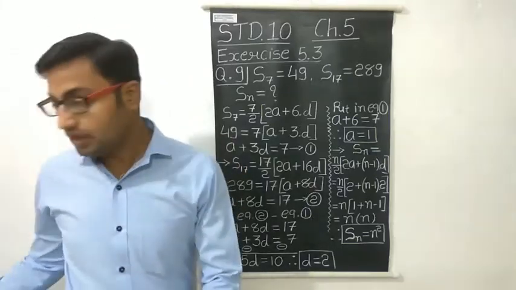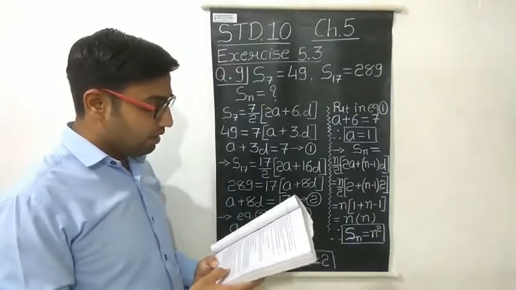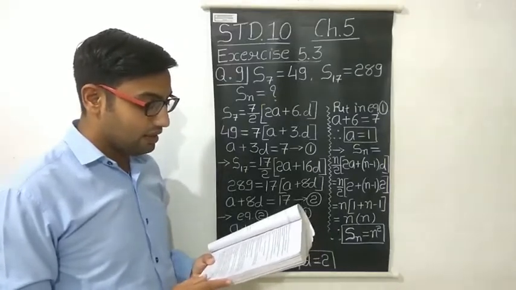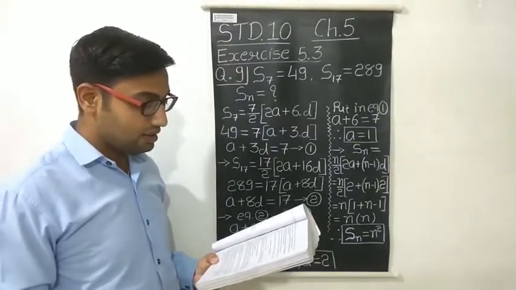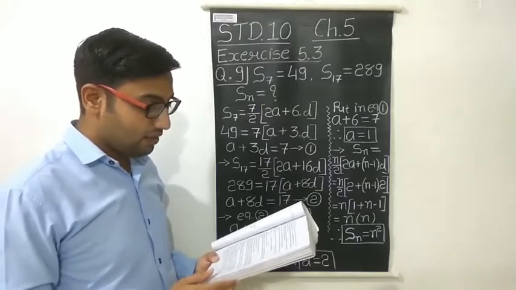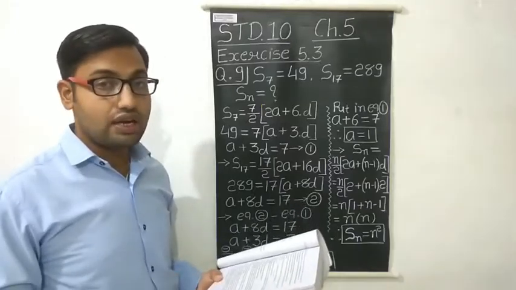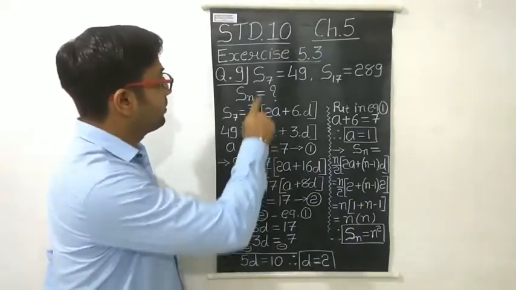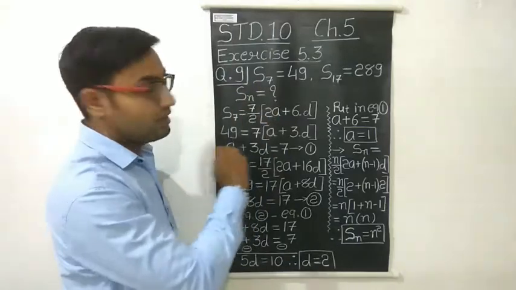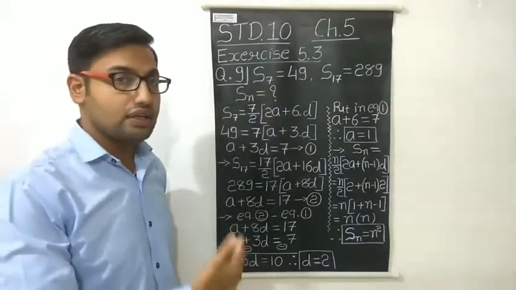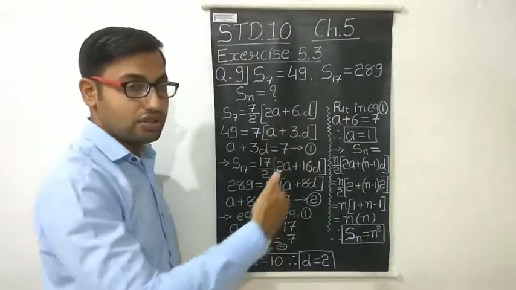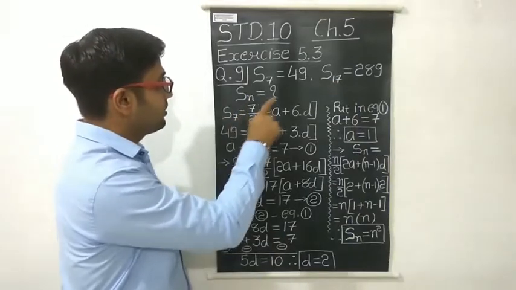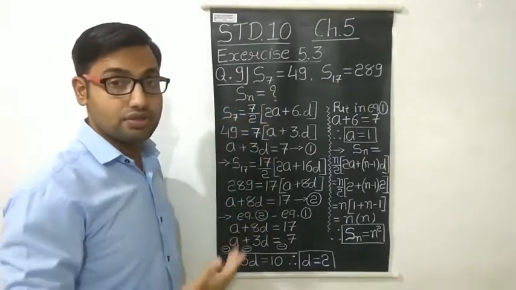What is the question? If the sum of first 7 terms of an AP is 49 and that of 17 terms is 289, find the sum of first n terms. So here we are given the sum of the first 7 terms, S7, equals 49, and the sum of the first 17 terms equals 289. What we have to find out is the sum of the first n terms.